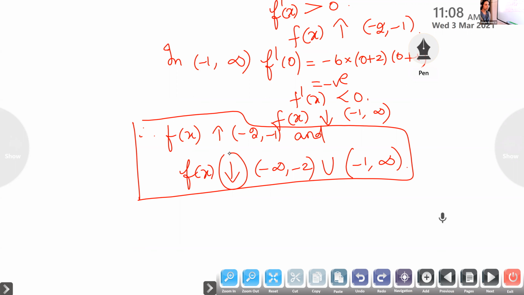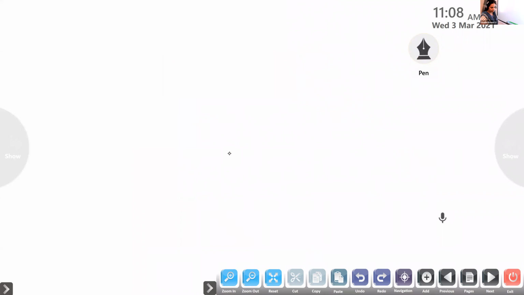Write the next question. Find the intervals in which f of x is equal to... So this model is important, children. f of x is equal to x plus 1 into x minus 3, the whole cube, is increasing or decreasing. Find the intervals. Is it increasing or decreasing?